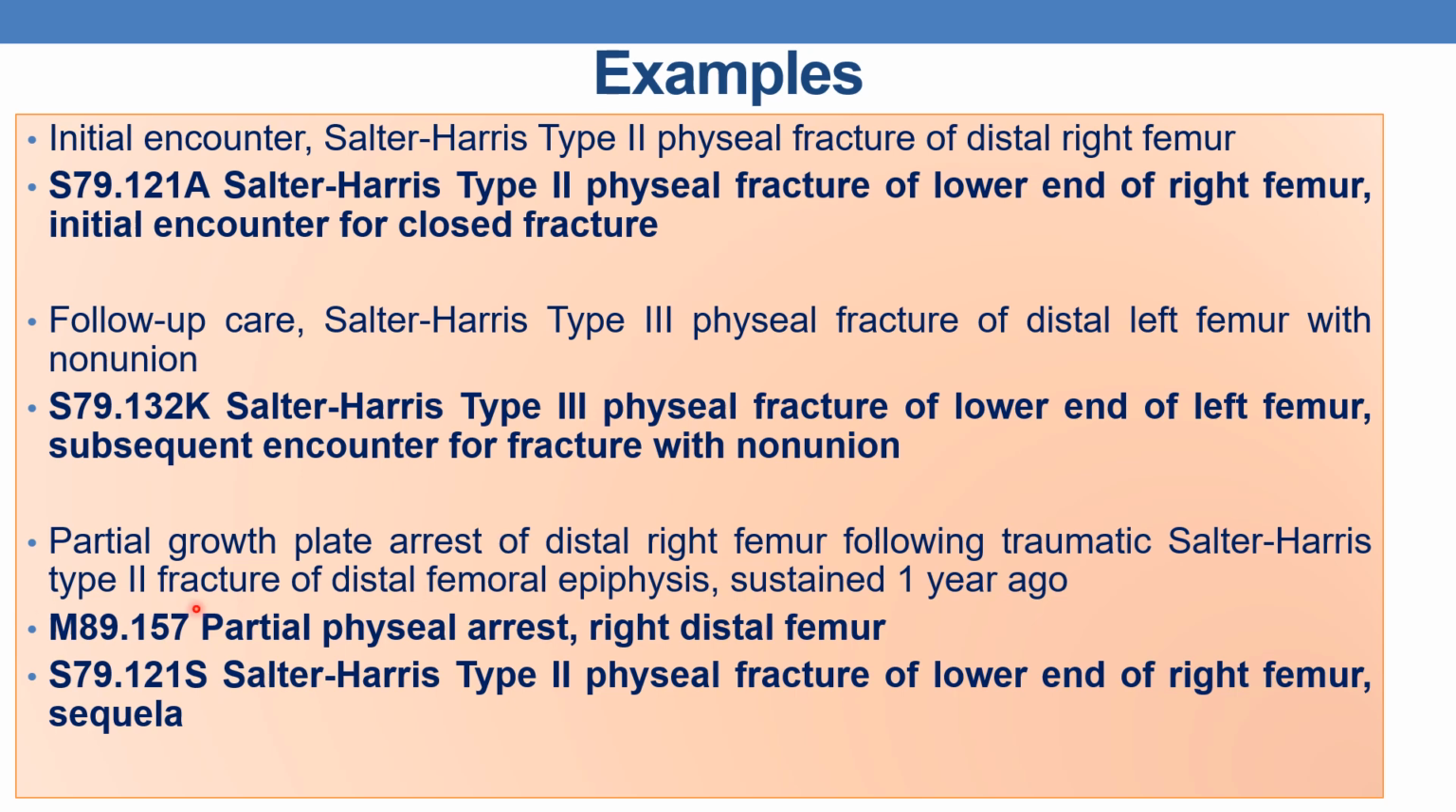Next question, partial growth plate arrest of distal right femur following traumatic Salter-Harris fracture. Salter-Harris type 2 fracture of distal femoral epiphysis, sustained 1 year ago. So here there is a sequela, that is partial growth plate arrest. So first the sequela code should be coded: M89.157, partial physeal arrest, right distal femur. Next, followed by the injury code S79.121S with 7th character S. Salter-Harris type 2 physeal fracture of lower end of right femur, sequela.